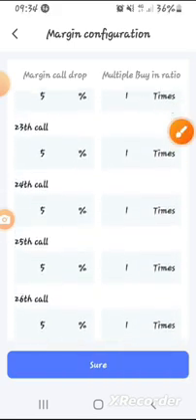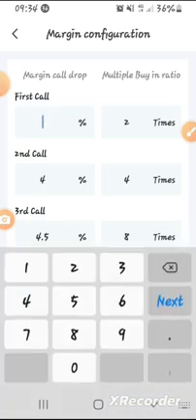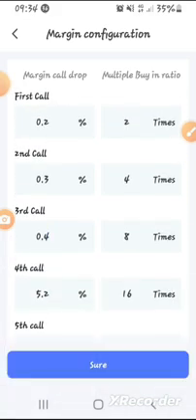Then the multiple buy ratio, I'm going to explain that. How are you going to manage these calls? You can put 0.2, then 0.3, 0.4. What does it mean? Remember, I told you that when the market is going down by a certain percentage, that's how the robot will put more money.